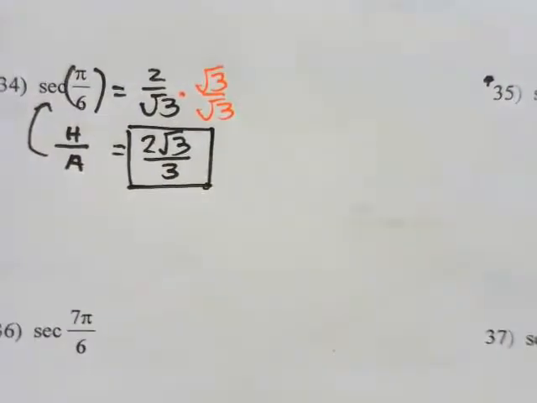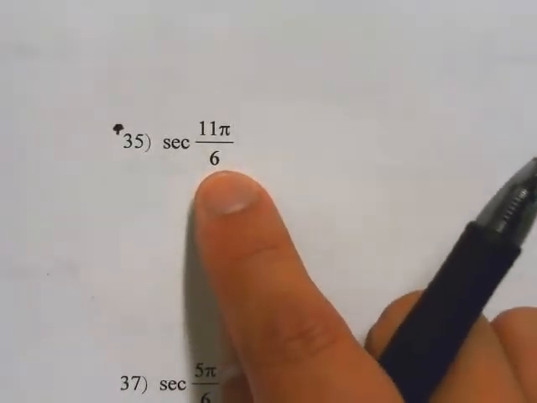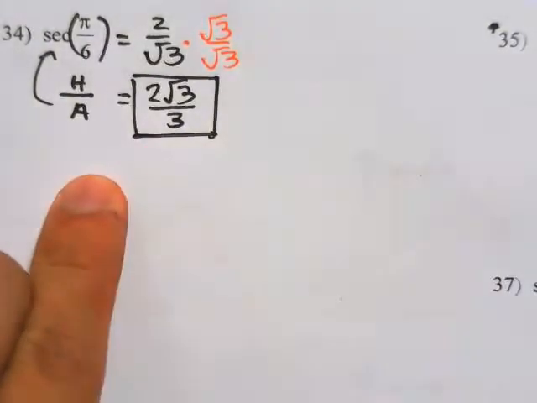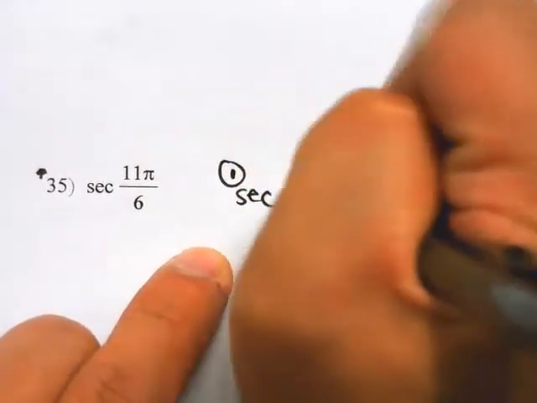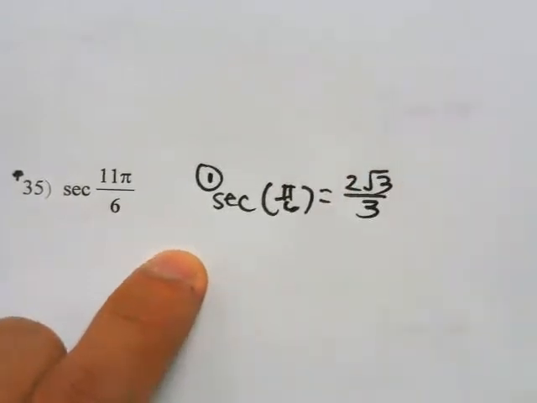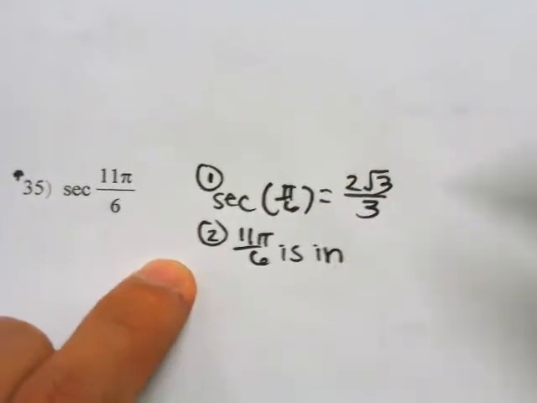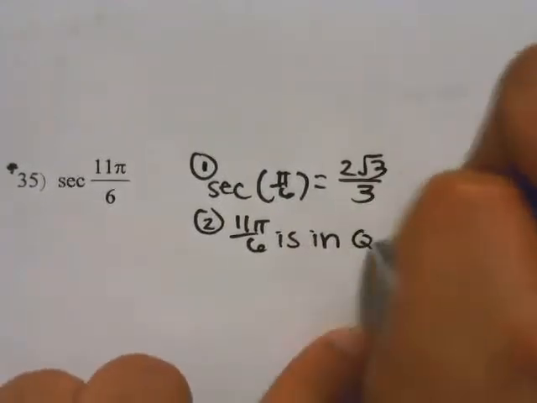Okay. All right. 35. So secant of 11 pi over 6. Good thing it's an over 6. So we already know the value of the reference angle if we evaluate the secant. Okay. So I'm just going to do step 1. At least we know secant of pi over 6 is 2 radical 3 over 3. So that's good to know. Okay. 11 pi over 6 is in what quadrant? So remember our pattern. At 5 p.m. I went to 7, 11. 11 is in quadrant 4.